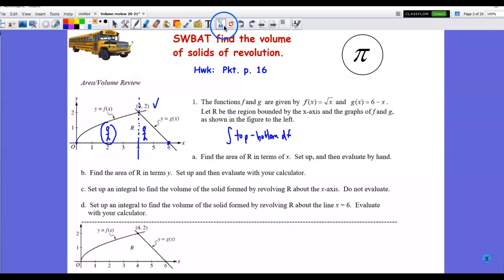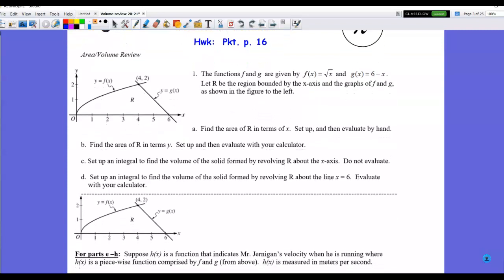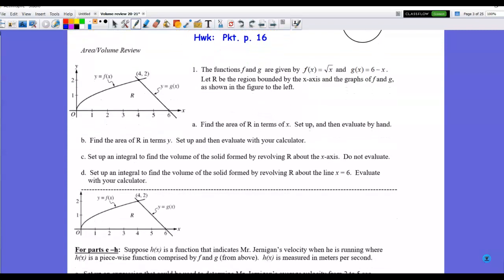So in 1b, we are finding the area of the same region, but now we are going to be in terms of y. Now, we have a little bit different situation going on in terms of y, because if you're standing in the room and you look to the right, you're going to see the line, and if you look to the left, you're going to see the square root function. So you're going to see the curve. So this line stays on the right all of the time. The curve stays on the left all of the time.